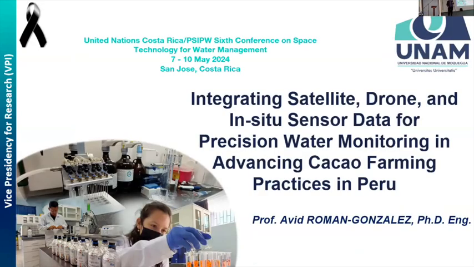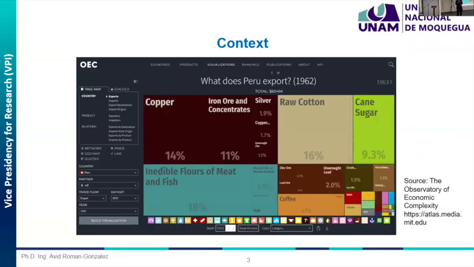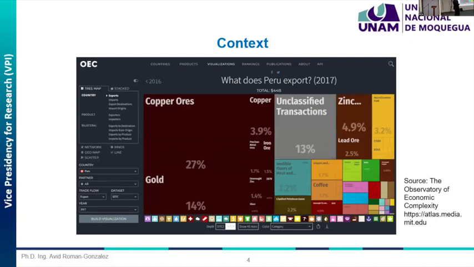Okay, so as a context, which products does Peru export to other countries? In 1962, we can see we have cotton, sugar, copper, coffee, but we don't have cacao yet. Cacao doesn't appear. But in 2017, cacao appeared here. Very, very small, but it appears because the production of cacao is increasing in Peru.